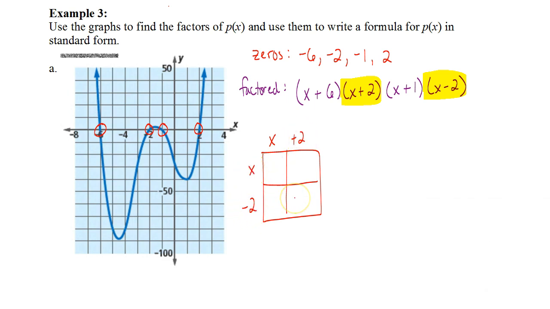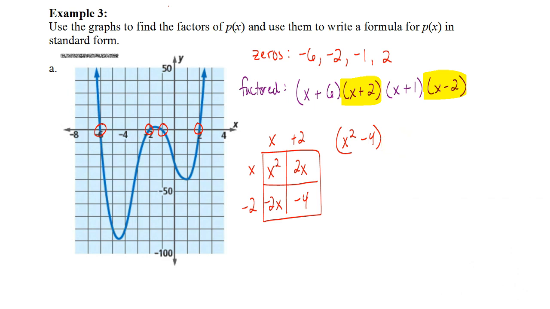Now again, this is special because these are conjugates of each other, x plus 2 and x minus 2. So when we multiply these, we get x squared. This will be 2x. This will be negative 2x. And then we get negative 4. And if you notice, 2x minus 2x is 0. So when we multiply these two together, we just get x squared minus 4.